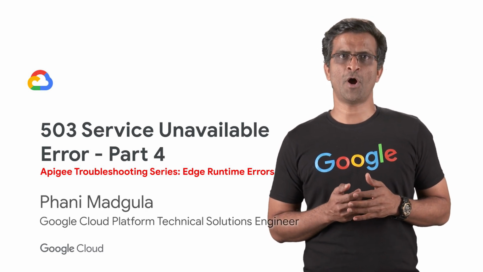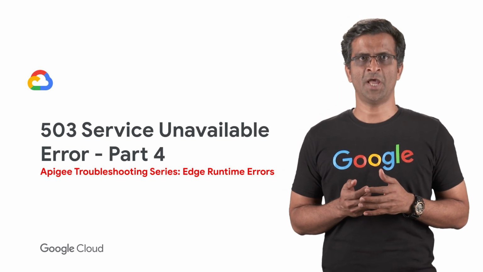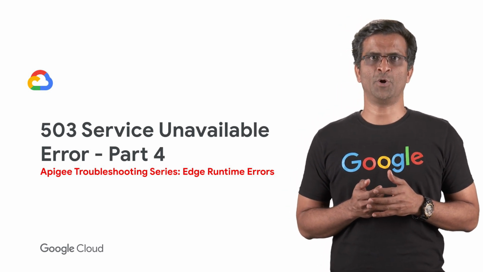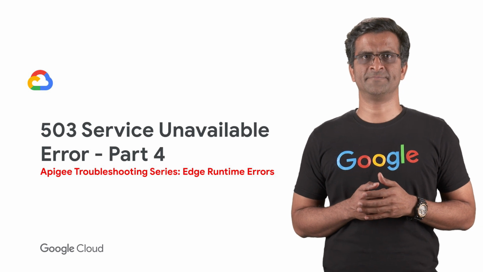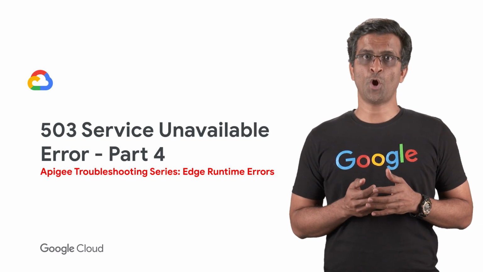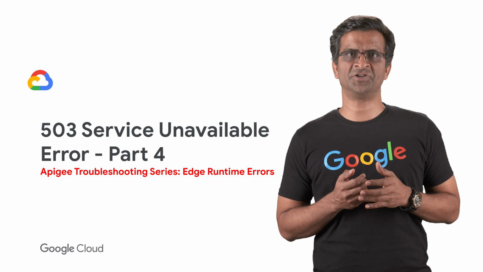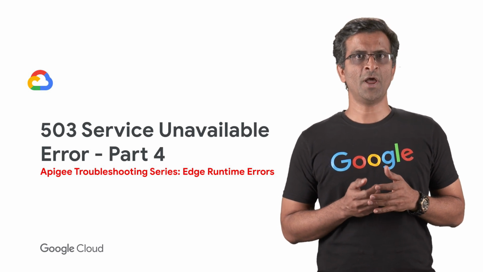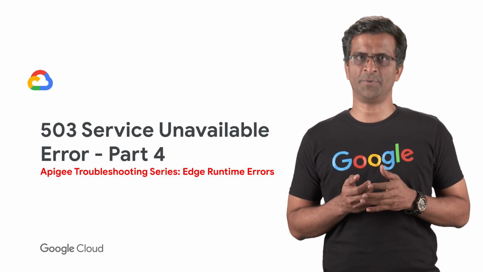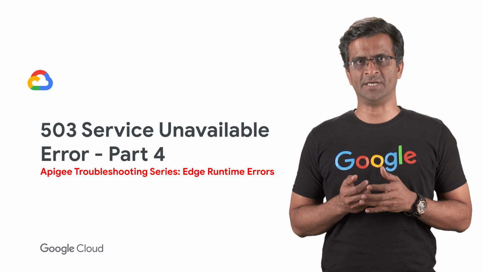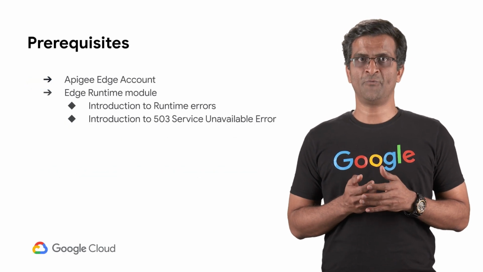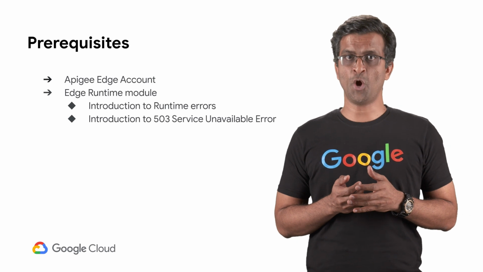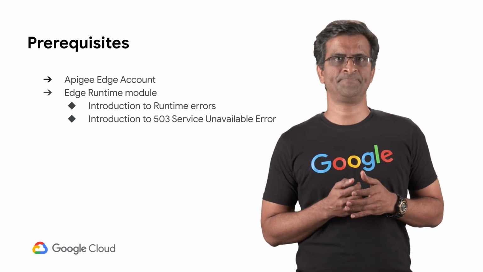Welcome to the fourth video on 503 Service Unavailable Errors under the Edge Runtime Errors module of the Apigee Troubleshooting series. In this video, I will show you how to troubleshoot and resolve 503 Service Unavailable Errors with the fault code messaging.adapters.http.flow.NoActiveTargets. To be able to follow the troubleshooting information in this video, you should have an Apigee Edge account.